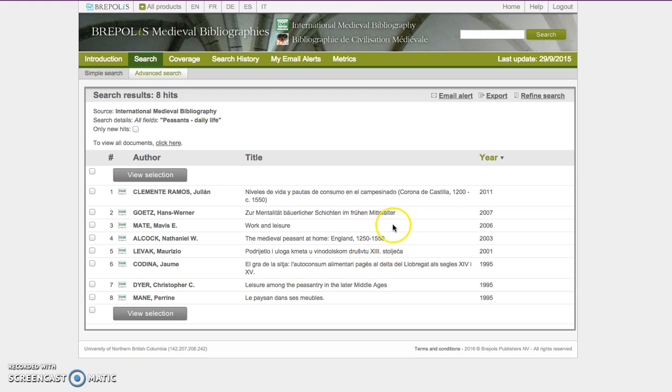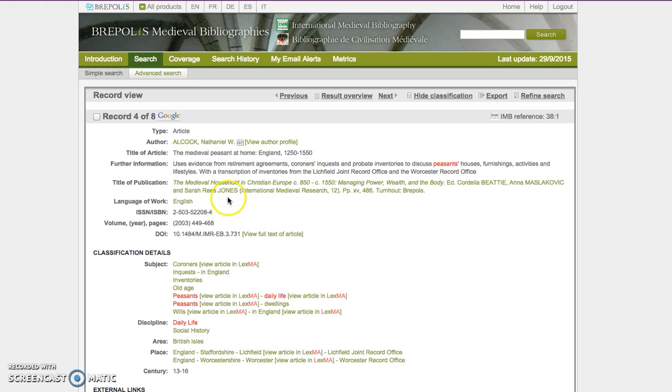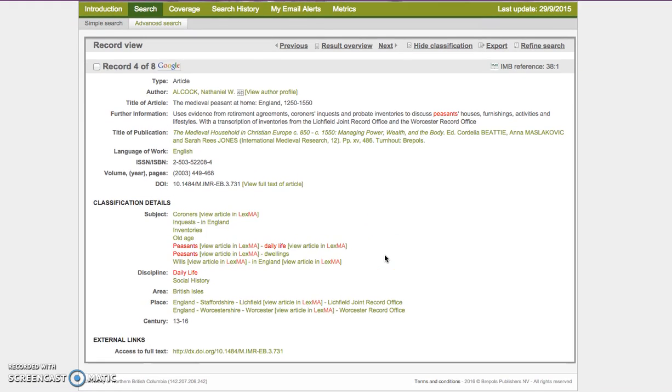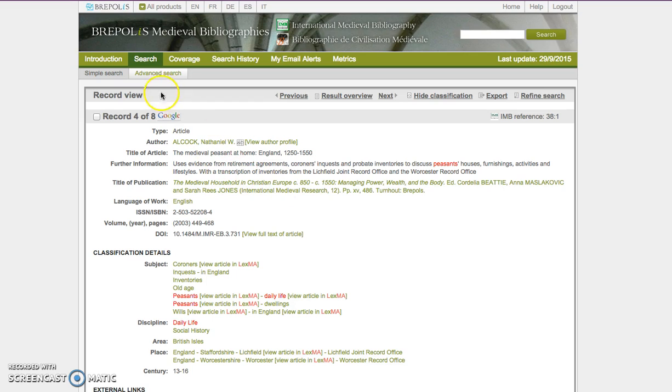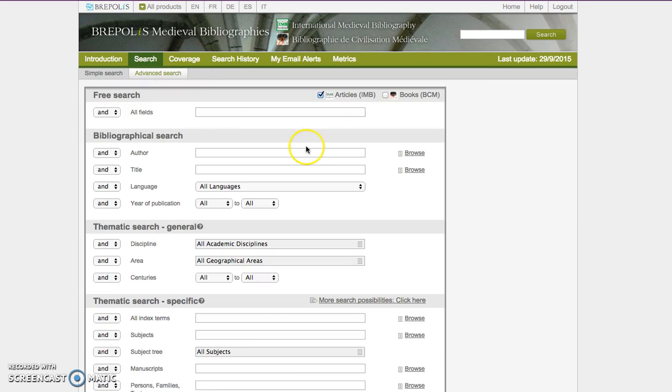Now some of these are not in English, so I didn't click on the English one. But here's a medieval peasant at home, so that could be kind of useful for me. And again, it gives me a brief idea about what it's about, as well as the type of sources that it uses, so that's pretty useful. And then it also tells me the book that it's in, and where I can find it. This is a very broad article, looks at the 13th to the 16th century, and it uses wills and a variety of other documents, and it focuses on the British Isles. So this might be a useful source for me to use for my particular topic.